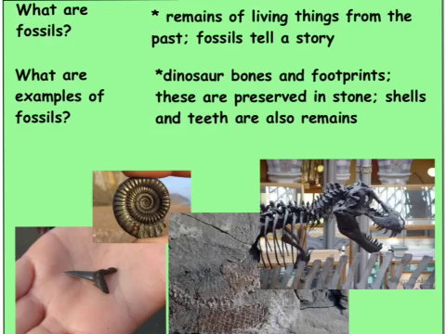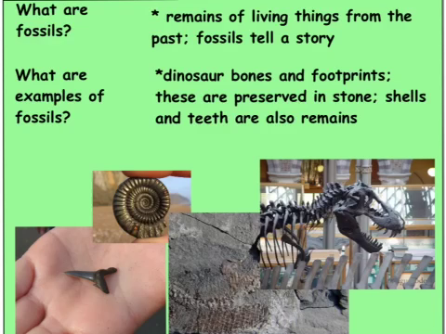Now, earlier in the notes, we said that the dinosaurs became extinct, and we're looking for clues to solve the problem of how they became extinct. Well, these are the clues. Fossils. They are remains of living things from the past, and those fossils tell us a story of what actually was happening at that time.